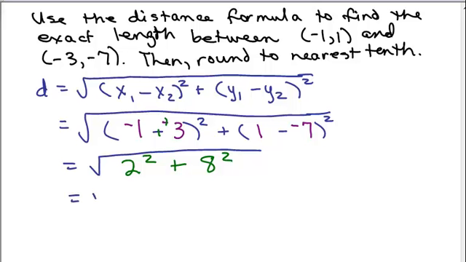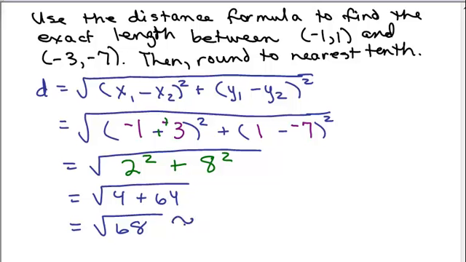So we have the square root of 4 plus 64, which is the square root of 68. All right, now that's not simplified, but let's use the calculator to find the square root of 68. So we're going to find my rounded answer first. And if I round it, it's 8.2. So that's going to be 8.2. That's going to be my rounded answer, right?